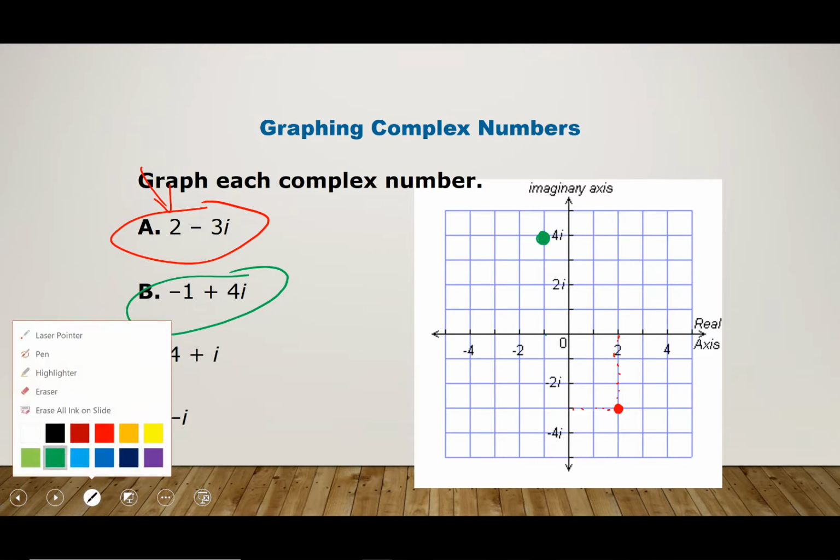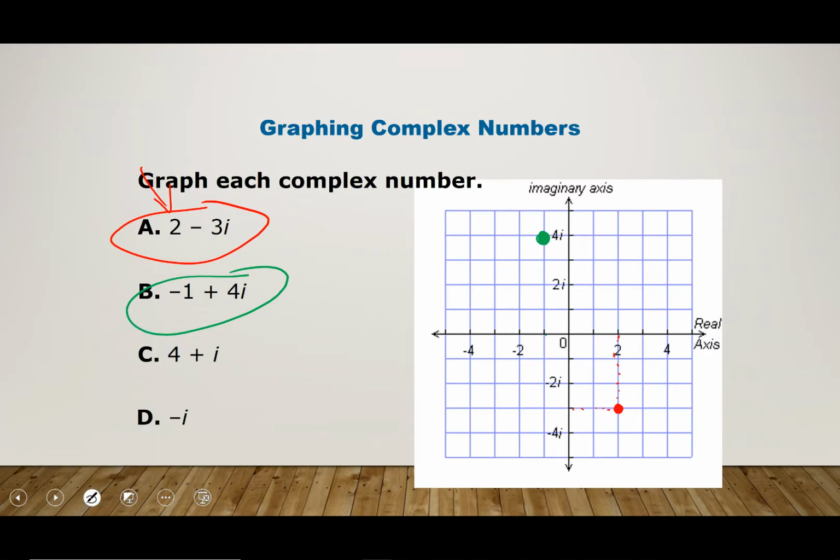What color should I use next? Good, blue is what I was going to say. Dark blue. Anyway, 4 plus i. 4 is the real part. So 4 on the real axis, and then plus 1 on the imaginary axis. So that would be right here.